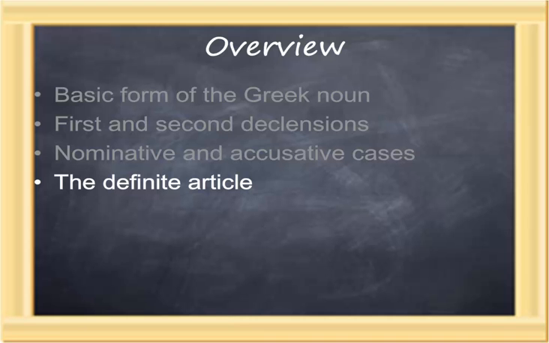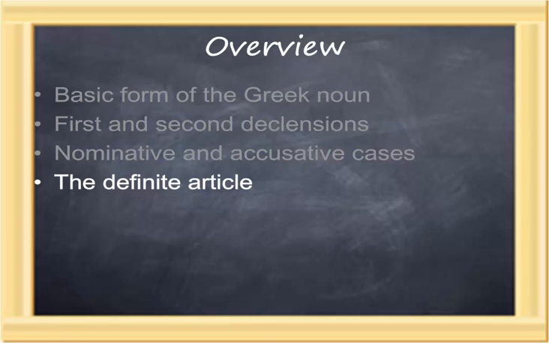We've looked at the basic form of the Greek noun that gives us case, gender, and number. We've looked at the first and second declensions. The first declension, alpha or eta, in its stem. The second declension, the stem ends in omicron. And we've looked at the nominative and accusative cases, both singular and plural, which help us identify more precisely how nouns function in a sentence. Nominatives, subjects. Accusatives, so far, direct objects.